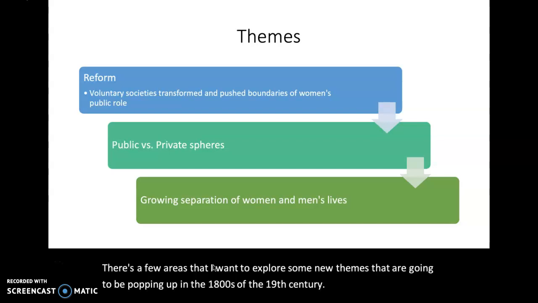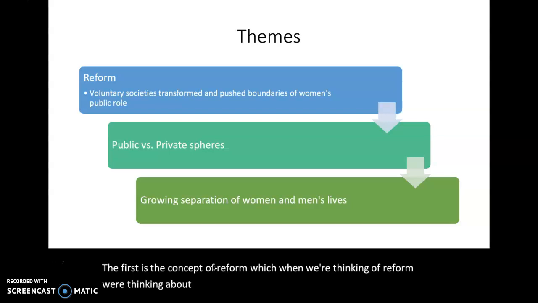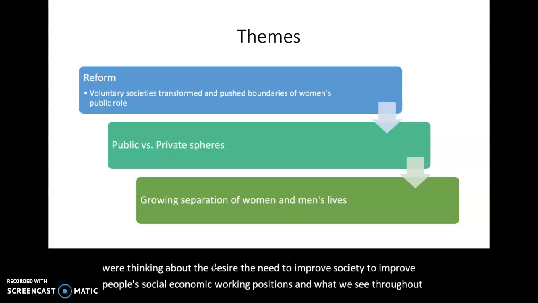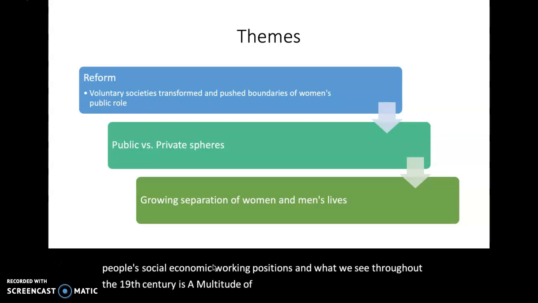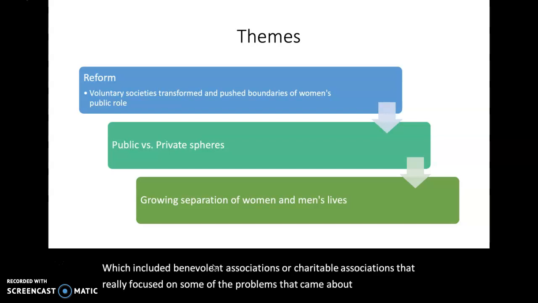The first is the concept of reform, which, when we're thinking of reform, we're thinking about the desire, the need to improve society, to improve people's social, economic, working positions. And what we see throughout the 19th century is a multitude of voluntary societies opening, which included benevolent associations or charitable associations that really focused on some of the problems that came about with industrialization.